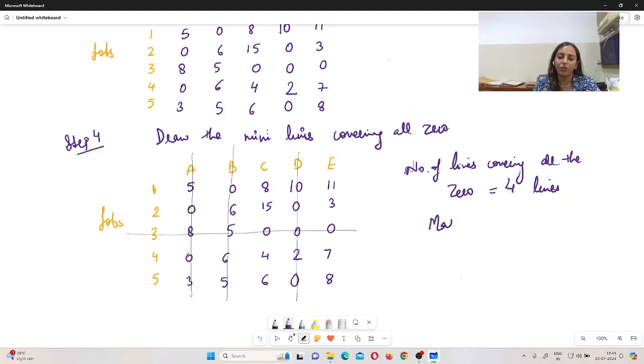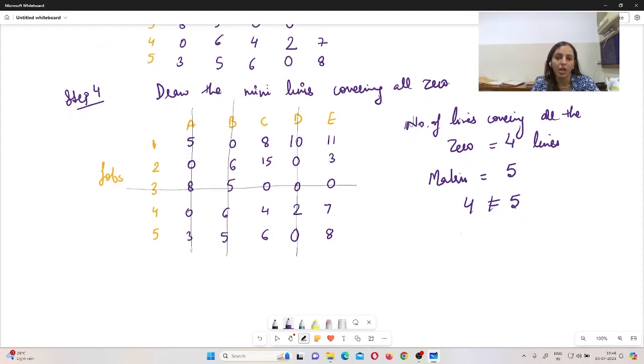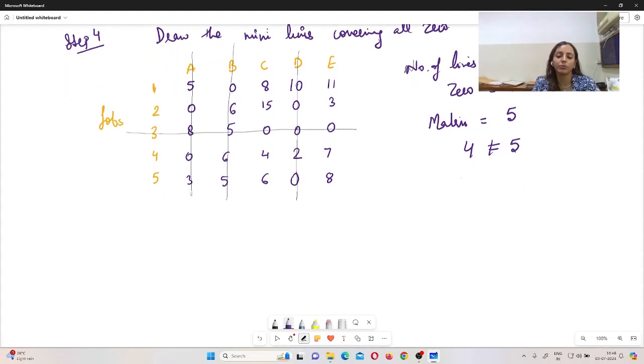doing is of which type of matrix? It is a 5 matrix. So the condition is not satisfied as the number of lines is not equal to the matrix size. That means we have to make an adjustment in this question. And what type of adjustment do we have to do? So write down the next step. That is, we have to do the adjustment over here.